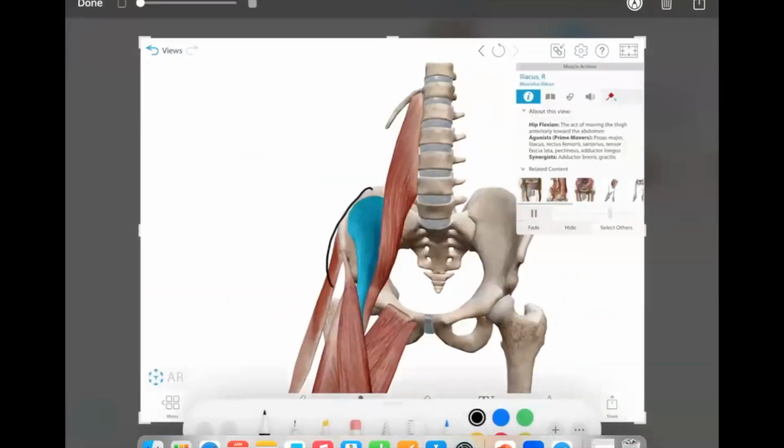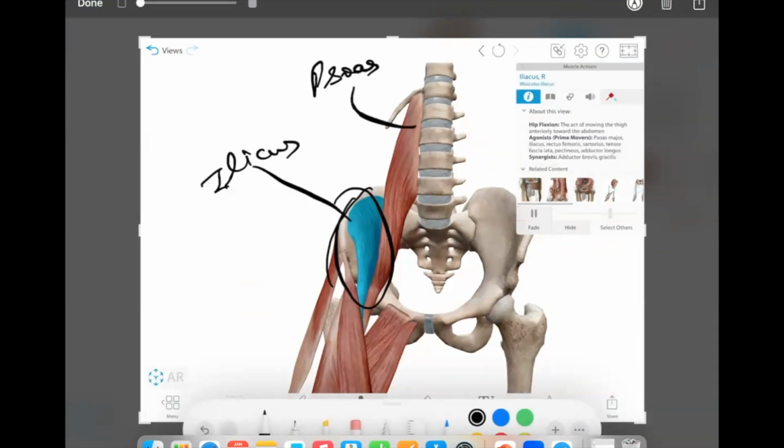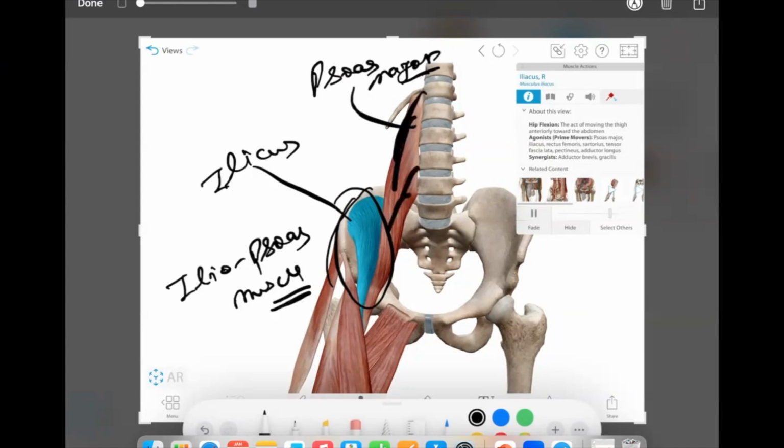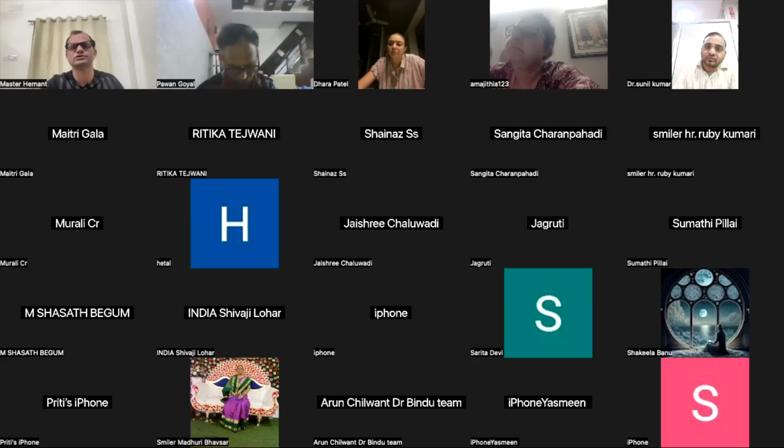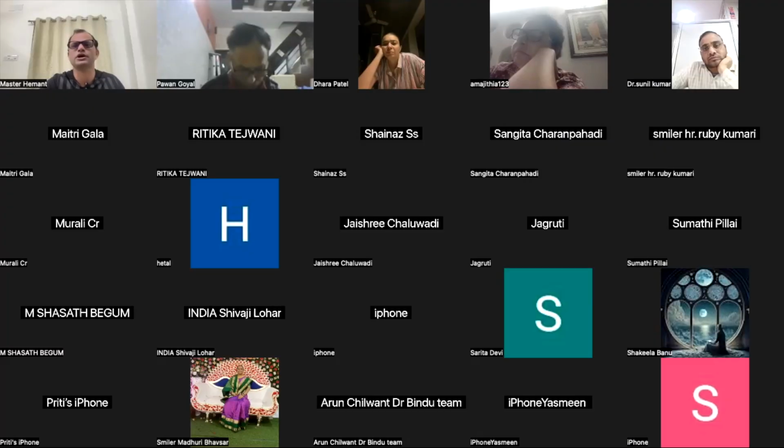So this is the iliacus and this is the psoas major. So both together are called iliopsoas. दोनों को मिलाकर एक साथ कहते हैं iliopsoas muscle, and they are coming from the lumbar vertebra. Now I want to check the strength of iliopsoas. अब मुझे अगर iliopsoas की strength check करना है तो हम क्या करें?